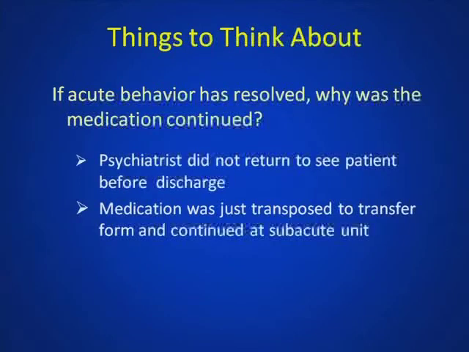Well, quite simply, the psychiatrist did not have the time to return to see the patient before she was discharged. The medication that was started for the behavior associated with delirium was just transposed to her transfer sheet and continued at the subacute unit with no one questioning the order. Hospital records are very helpful to determine why people are on medications. In this case, we know from the family that prior to her hospitalization, she was on no psychiatric medication, and that gives us a good picture of the patient's mental health prior to hospitalization.